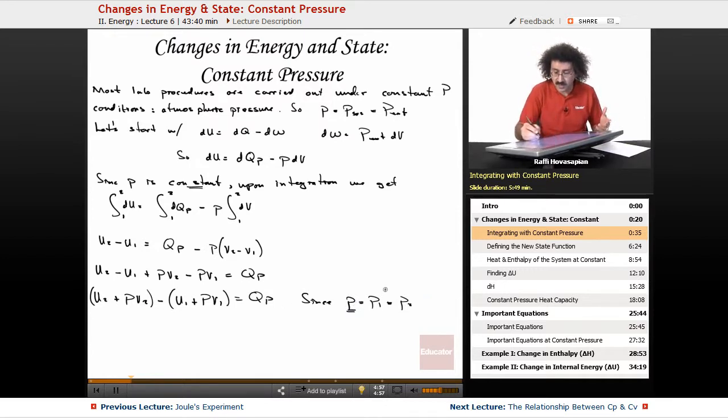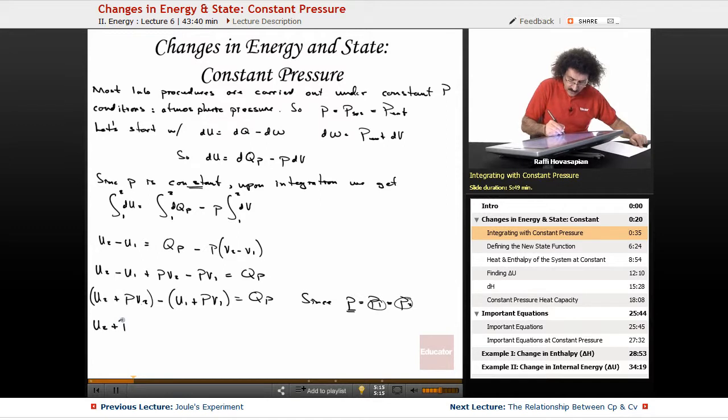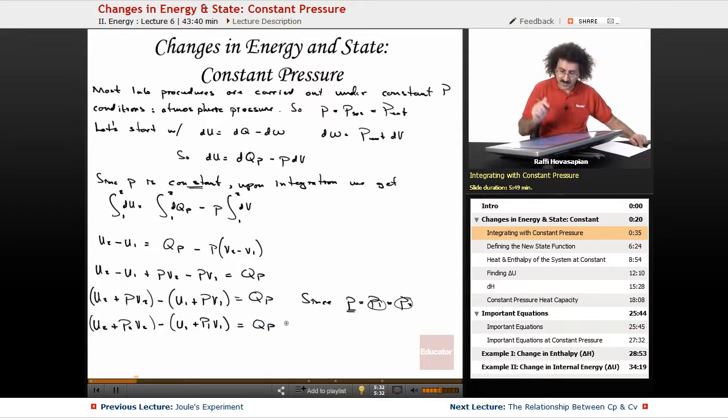So wherever we see a P that's associated with a 2, we can put P2, and wherever there's a P associated with the subscript 1, we can put P1. So we get U2 plus P2V2 minus, not U2, I always do that, U1 plus P1V1 equals qP.